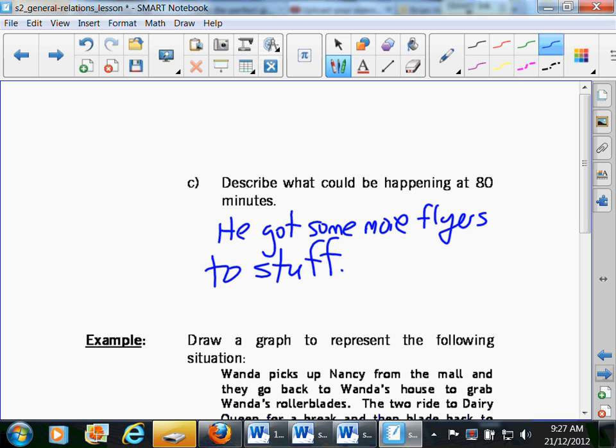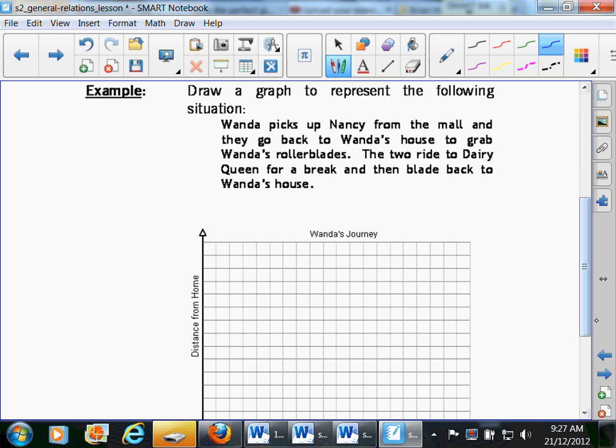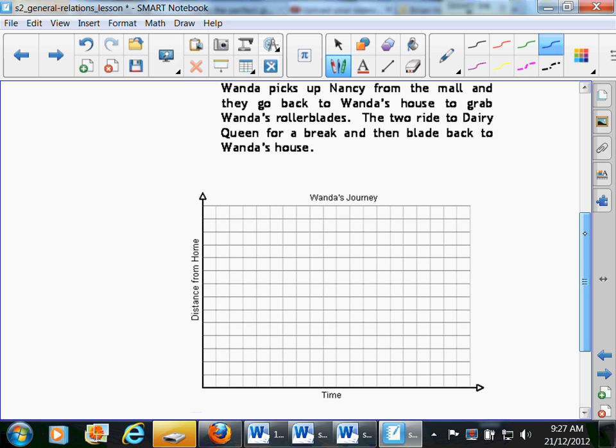Now, draw a graph to represent the following situation. Wanda picks up Nancy from the mall, and they go back to Wanda's house to grab Wanda's rollerblades. The two ride to Dairy Queen for a break, and then blade back to Wanda's house. So, here's the deal. Wanda picks up Nancy from the mall. So, assumingly, she's picking her up in a car. So that means the slope has to be pretty steep for this part. So say maybe she goes like that.